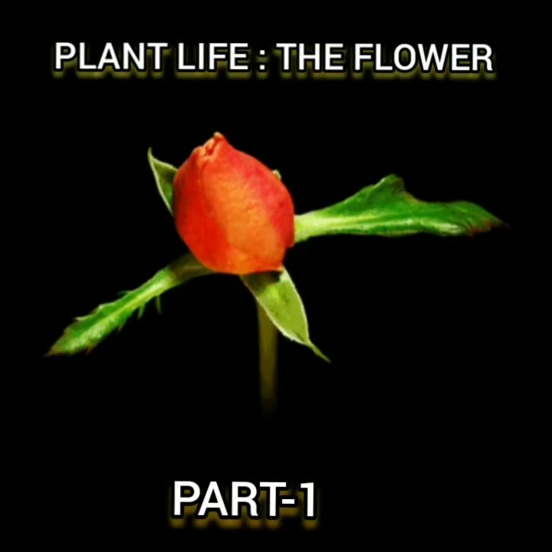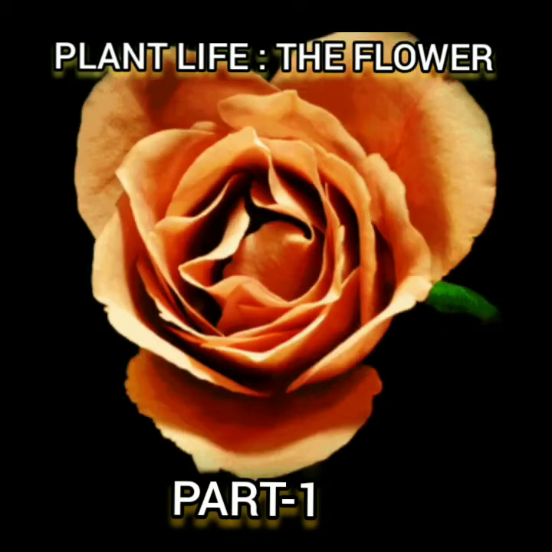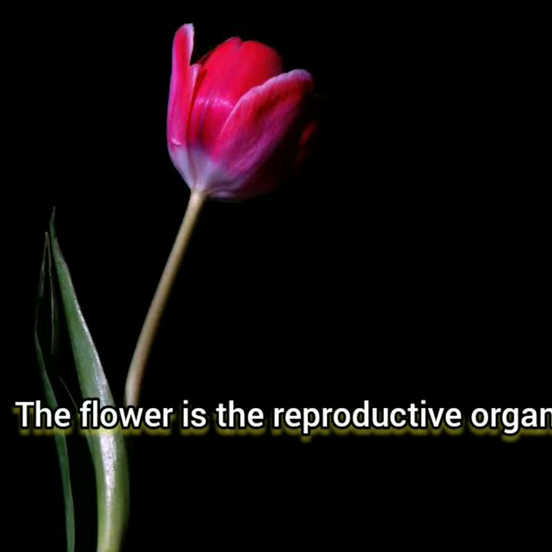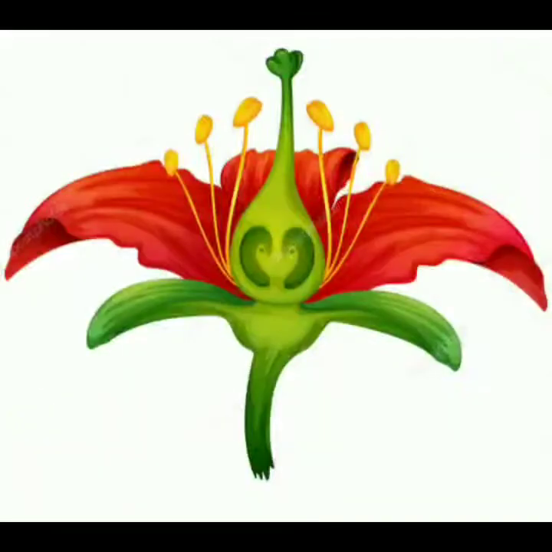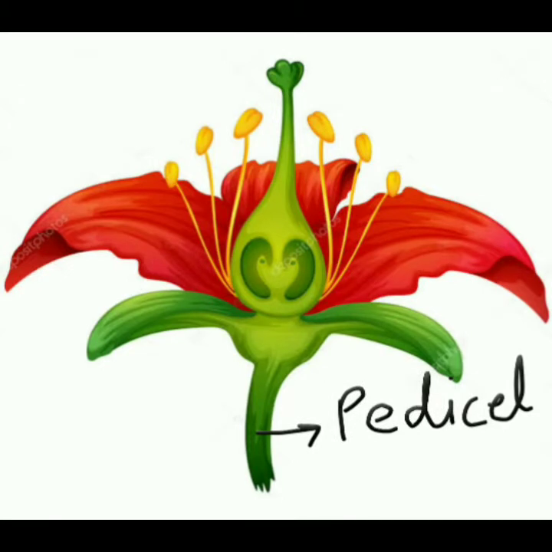Hello students, so here we are going to start our next chapter, that is plant life, the flower. So what is flower? Flower is the reproductive organ of a plant. The stalk of a flower that holds it in place and is attached to the stem is called pedicel. And this swollen, suppressed end of the stalk on which the floral parts are seated is called the thalamus.